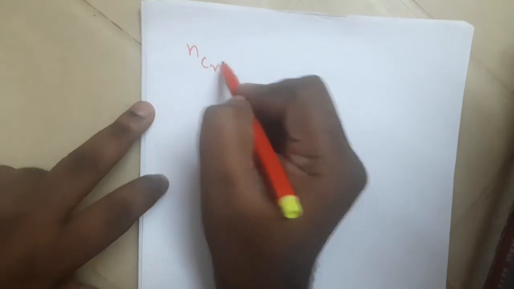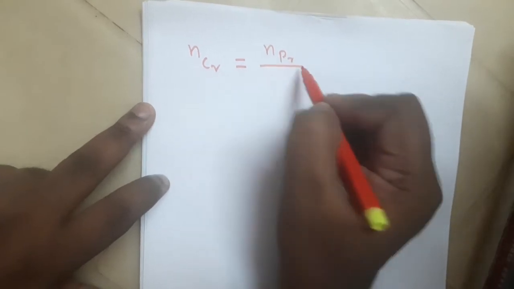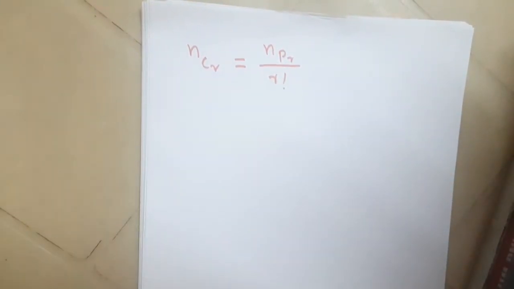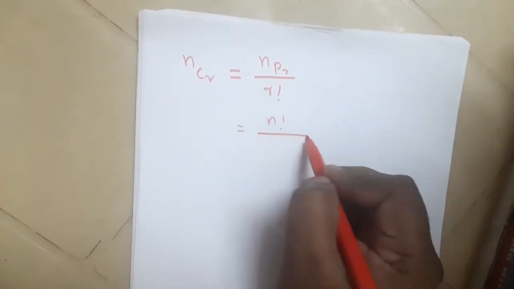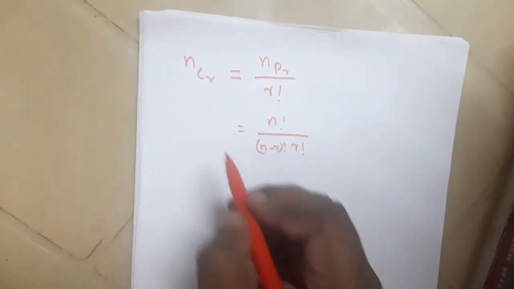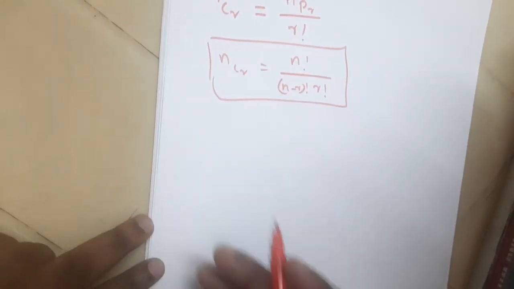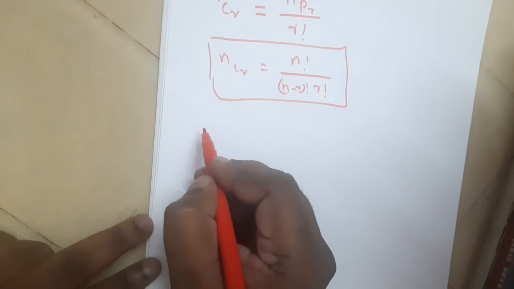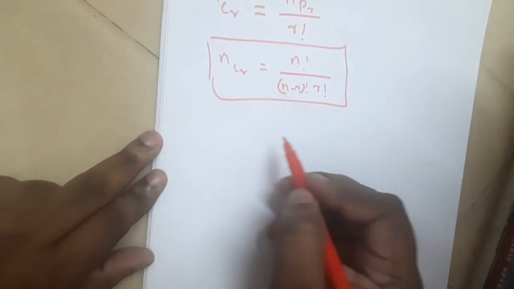Then what about the NCR formula? The NCR formula is given by NPR by r factorial. That is, n factorial by n minus r factorial into r factorial. So this is our NCR formula. Here the permutation is linear arrangement. The NPR formula gives linear arrangement.